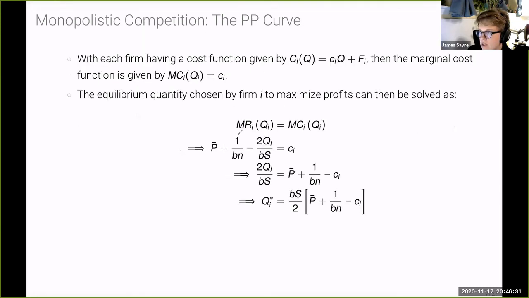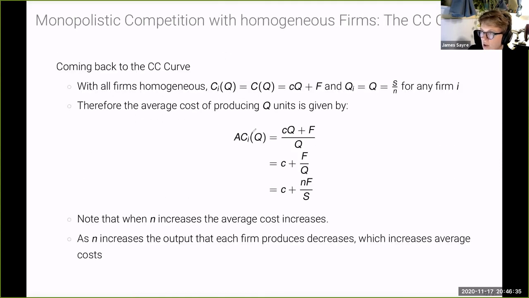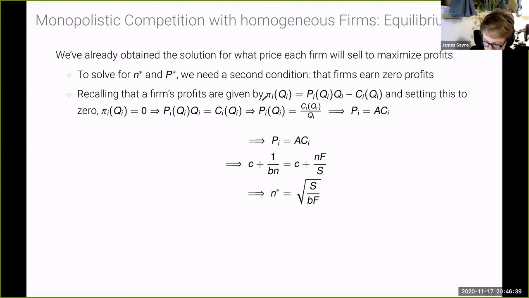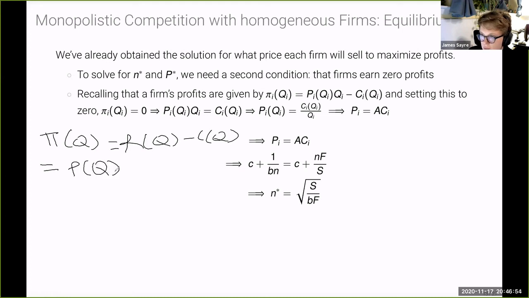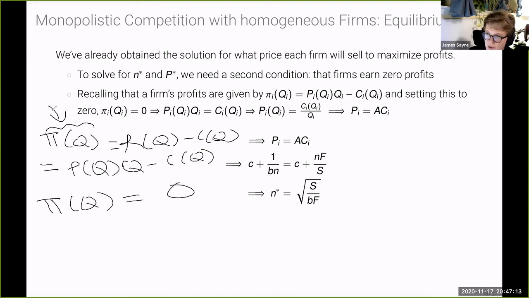So I went back just to emphasize that point, but in order to solve for N, let's use this zero profit condition. Again, I said that a firm's profits are just given by revenue minus cost, where, recall, revenue is just equal to P times Q, minus whatever its cost function is. And so what does it mean for a firm to earn zero profits? I'm defining this pi here to be my firm's profits. Sorry, I'm not sure if I defined that earlier. So this pi here represents a firm's profits.